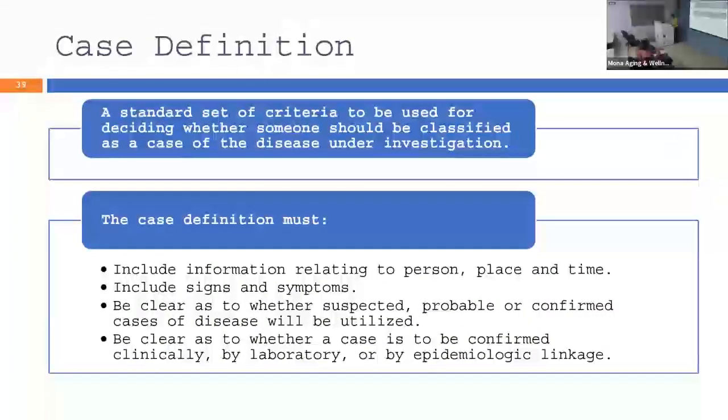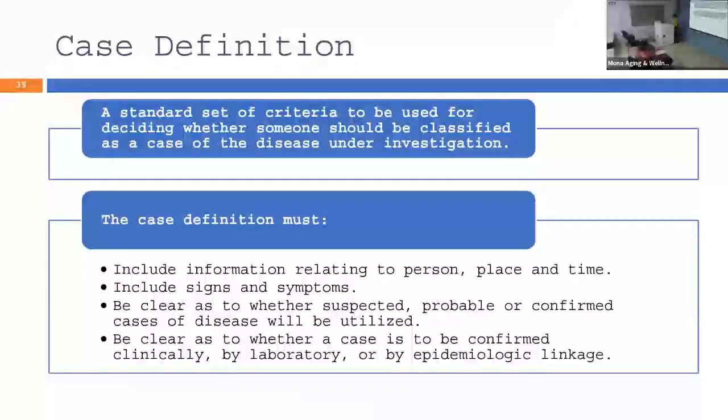We went through this 2 days ago. We look at the case definition, a standardized set of criteria that we're going to use in determining who we're going to call a case of a disease that we're investigating. And it should include information related to the person, place, and time, include the symptoms, be clear as to what we're using as suspected, probable, or confirmed, and be clear if we're going to use clinical symptoms or laboratory, or we're going to use epidemiological linkage.